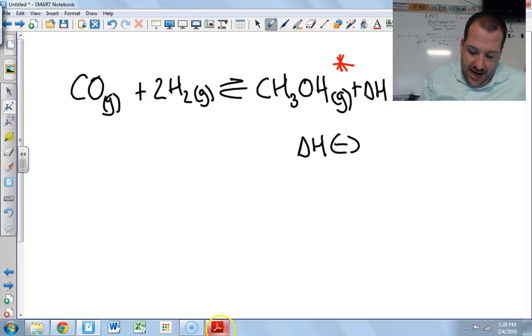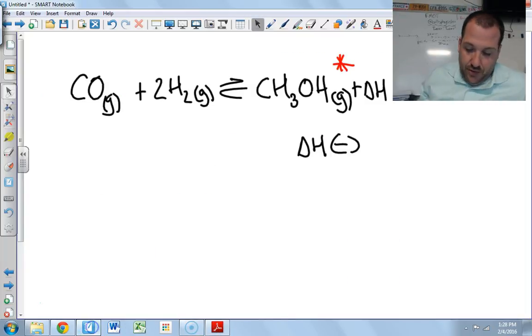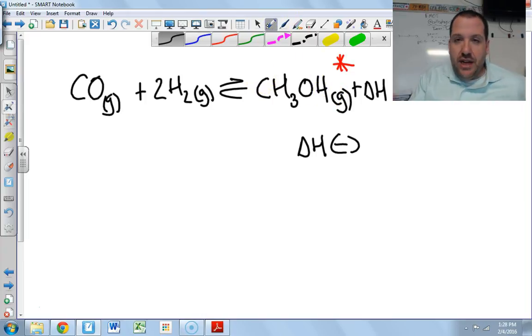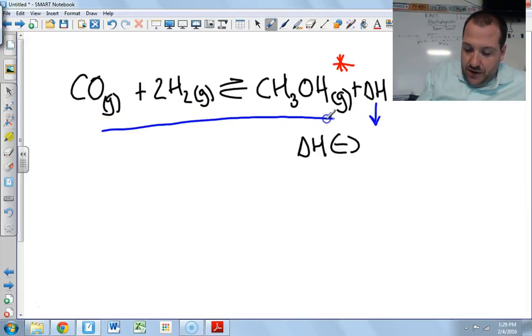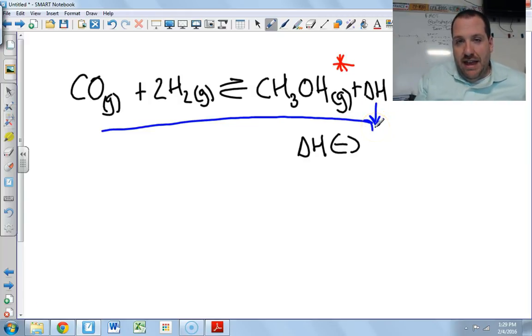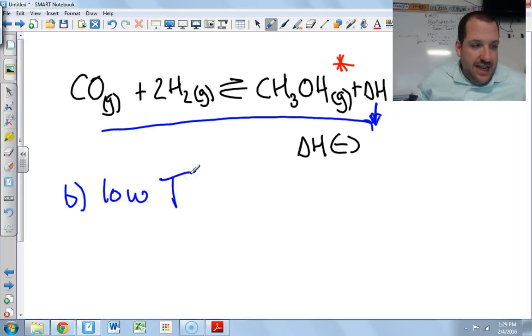So now the question asks if we do this at a high or low temperature. Well, we want to shift it this way. So now we're kind of doing a reverse Le Chatelier's principle problem. So we want this to go down, because the reaction will shift to the right to fill this void that is left by the lack of heat. So for part B, the heat is going to decrease. We want to do this at low, and I'm just going to put capital T, low T. There it is.